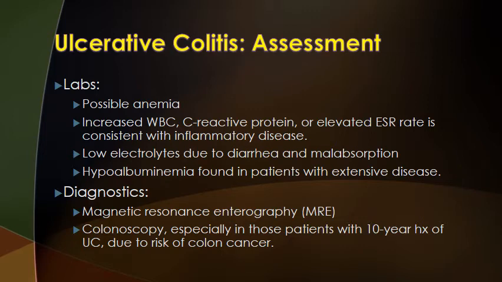Hypoalbuminemia is found in patients with extensive disease. That would be a severe problem, a severe disease causing that problem. Diagnostics that may be done are the magnetic resonance enterography or colonoscopy. That's kind of the gold standard, remember, for cancer. The colonoscopy can be very useful in those patients with a 10-year history of ulcerative colitis due to their risk of colon cancer.